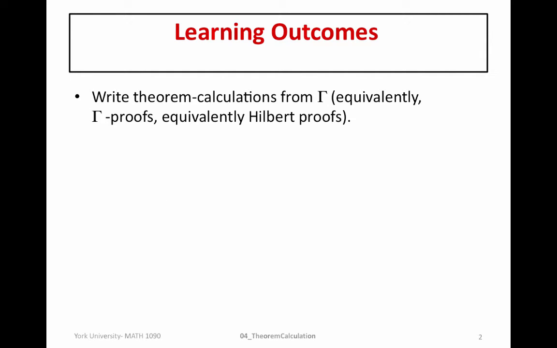So the learning outcomes for this section are simply to write theorem calculations from gamma, or equivalently we'll learn how to write gamma proofs, or equivalently Hilbert proofs. We know from our last set of videos that gamma stands for a set of well-formed formulae. So these are essentially going to be our assumptions that will give us our relative truths within logic. Okay, we'll explore that a little bit later.